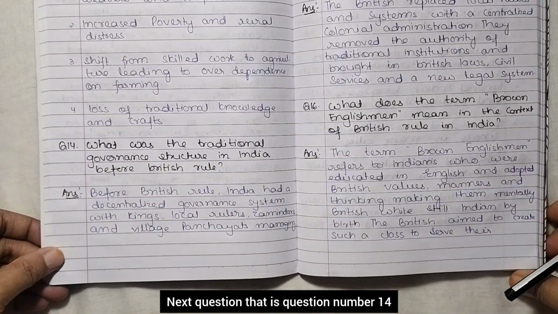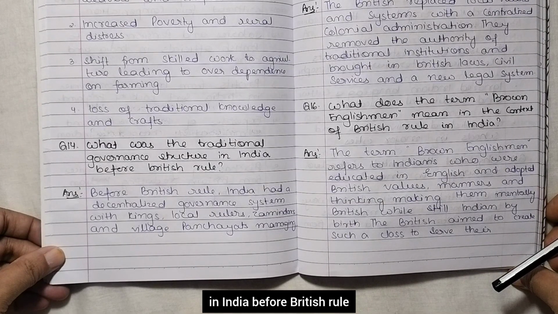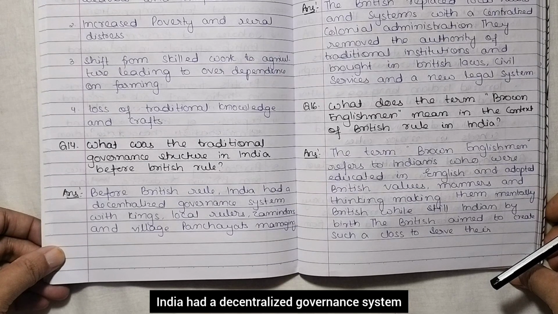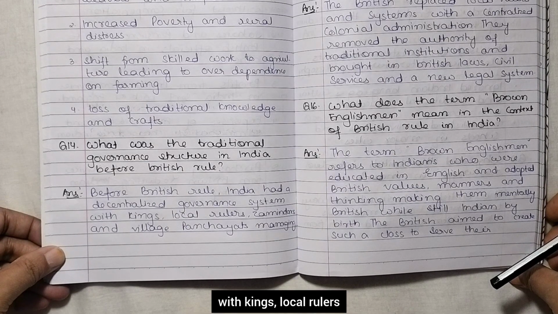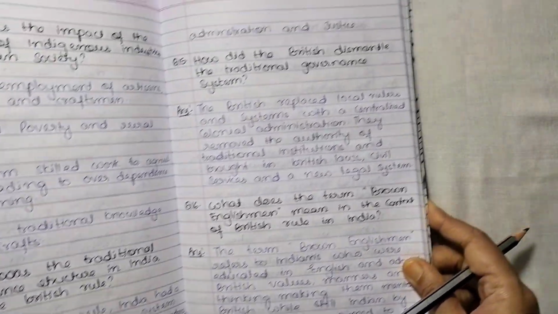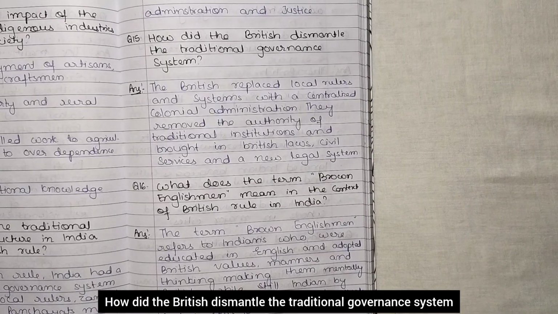Next question, that is question number 14. What was the traditional governance structure in India before British rule? So before British rule, India had a decentralized governance system with kings, local rulers, zamindars and village panchayat managing administration and justice.